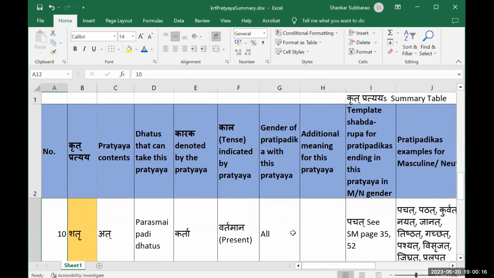All right. Now we come to one more called shatr. I've been looking at the screen for too long, so I thought I'll look at you now.